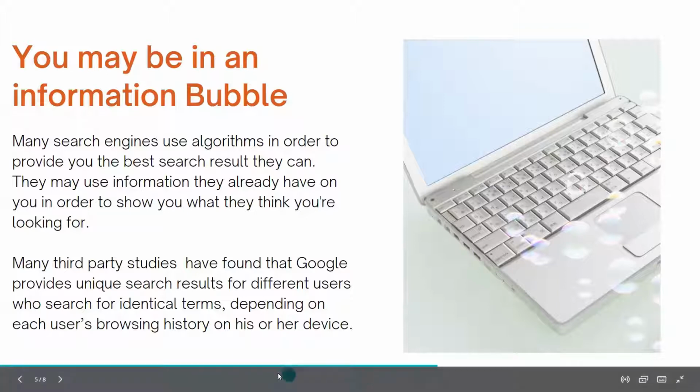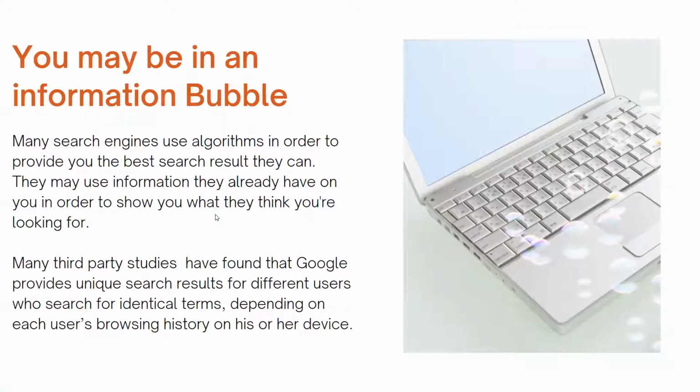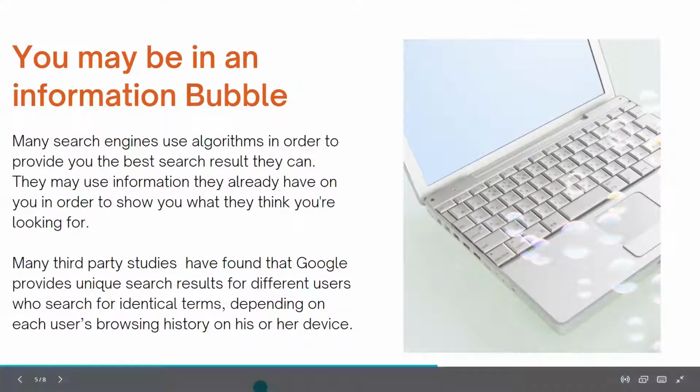As you can see, third-party studies have shown that Google sometimes, this is a few years ago, so it might have changed, but in the past they've shown unique search results for different users who use identical terms. So depending on who you are, let's say someone just says, just Google it, for an article that they find, you might not find that article because it might not be readily available for you to show up. So always something to keep in mind.